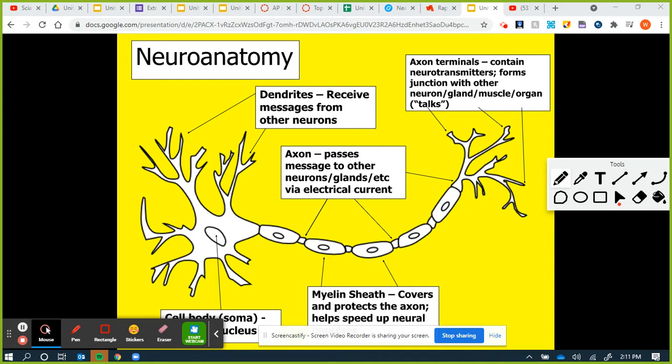But axon terminals are the end of the axon that communicates with other dendrites and communicates with other neurons, with glands, with muscles. Muscle contractions are from a message sent out by the axon, from the axon terminals.